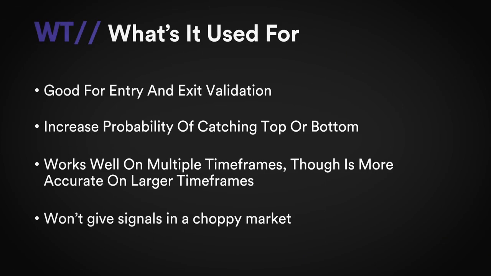So WaveTrend Indicator, it's used for exit and entry validation. So if you're going to open or close a position, this indicator can help you understand if you're at the top or the bottom of a trend. And it's going to increase your probability of catching these tops and bottoms. It works well in multiple time frames, though if you're on a larger time frame, it's more accurate. So 2,000 tick time frames work well, and then hour time frames or 30-minute time frames work well as well. And it won't give you good buy or sell signals in a choppy market, which actually is beneficial to traders because you won't get burned.